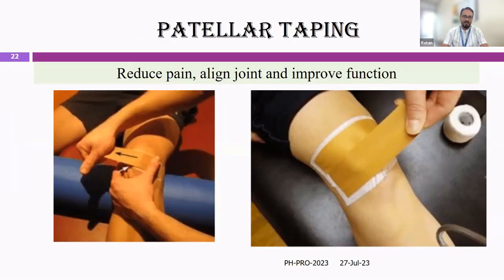Taping, with use of elastic material, is applied around the joint. The objective of this application is to reduce the pain, keep the joint in proper alignment, and eventually improve the function of that particular joint.